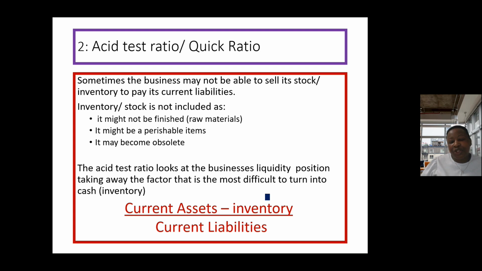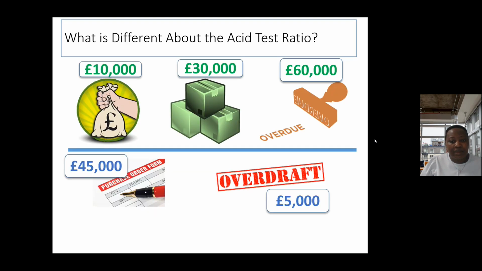So the acid test ratio, or what we call the quick ratio, is current assets, taking out the element that is harder to convert to cash, inventory, over the current liability. Whilst the current ratio is current assets straight away over current liability, the acid test is current assets, you take away the inventory element, and divide it by current liability. So let's see what that would look like.